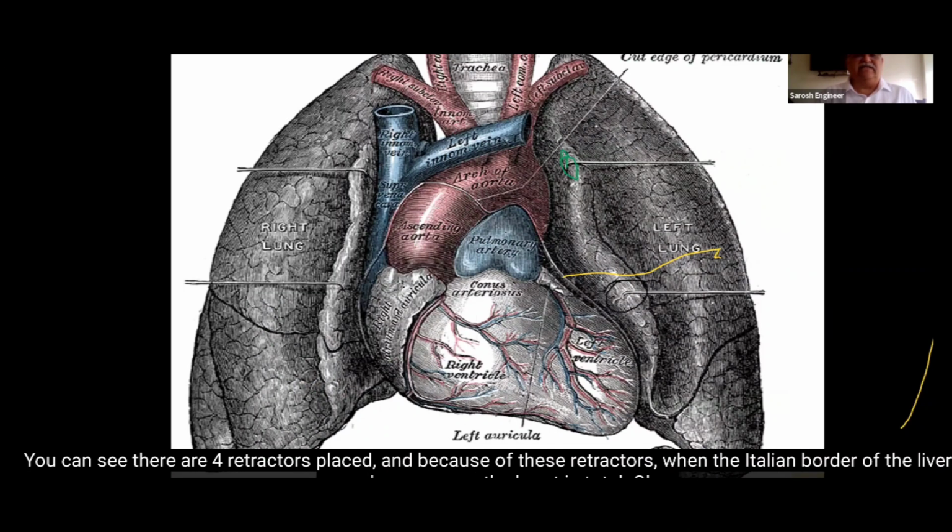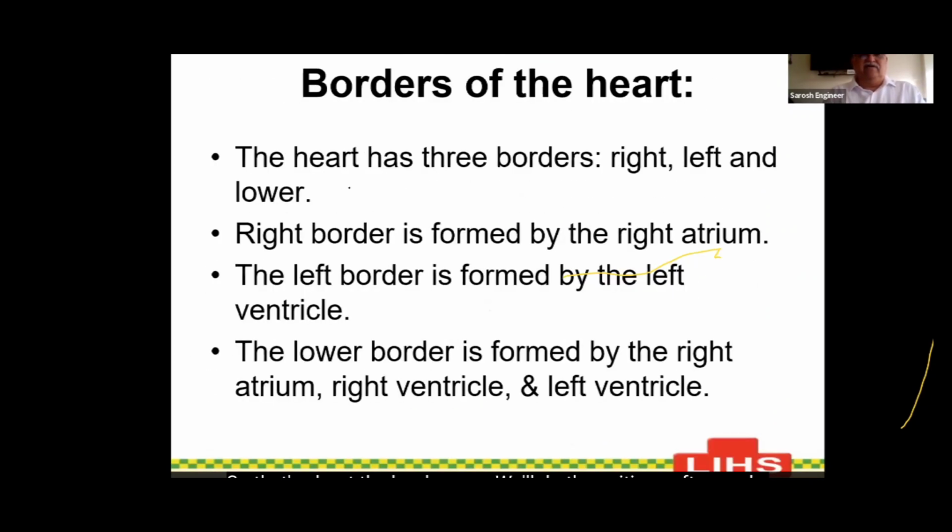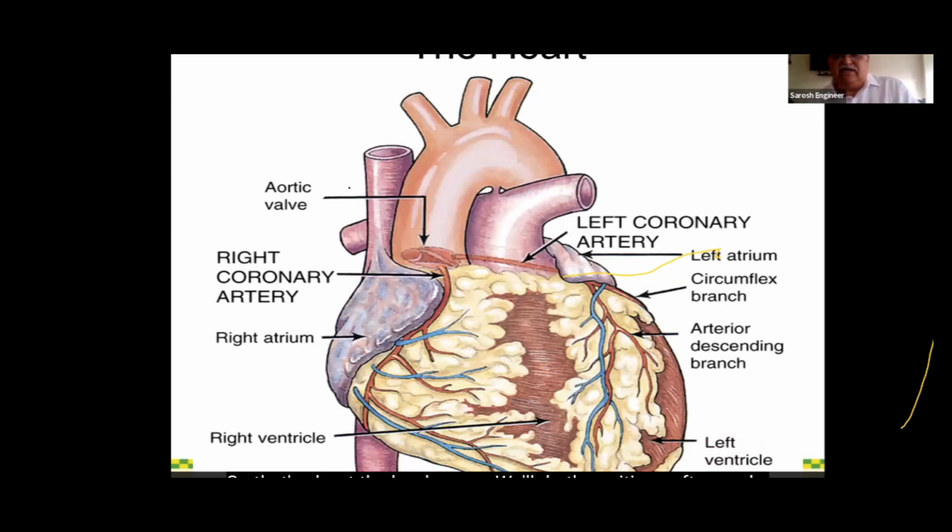you can see there are 4 retractors placed, and because of these retractors, when the anterior border of the liver is moved, we can see the heart in total, right? So this is the heart seen. We'll do the writings afterwards. Again, this is the heart which is seen, and this is the lower border.